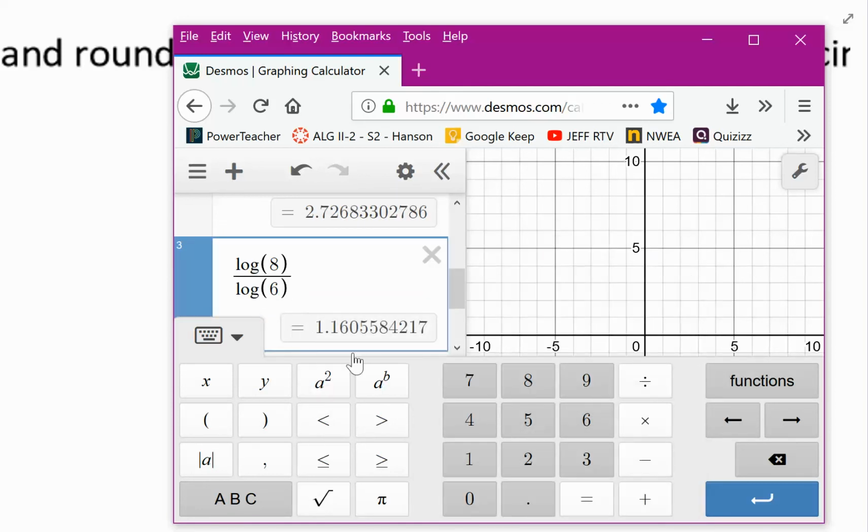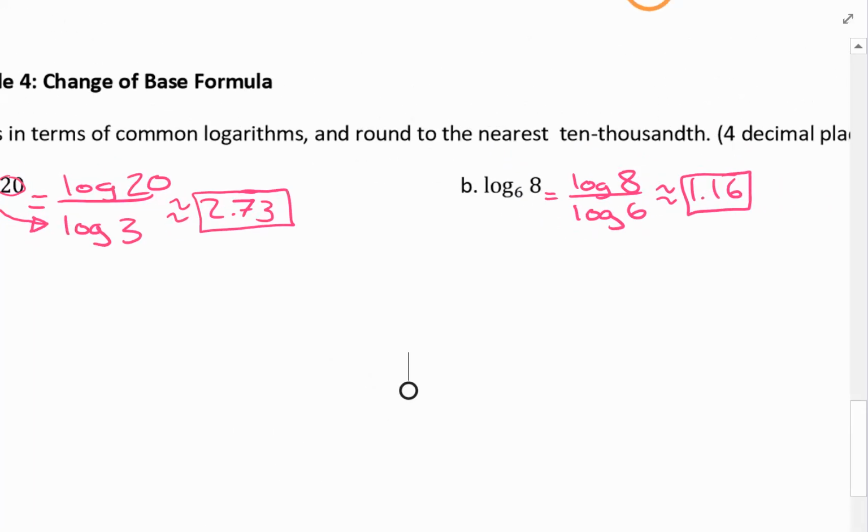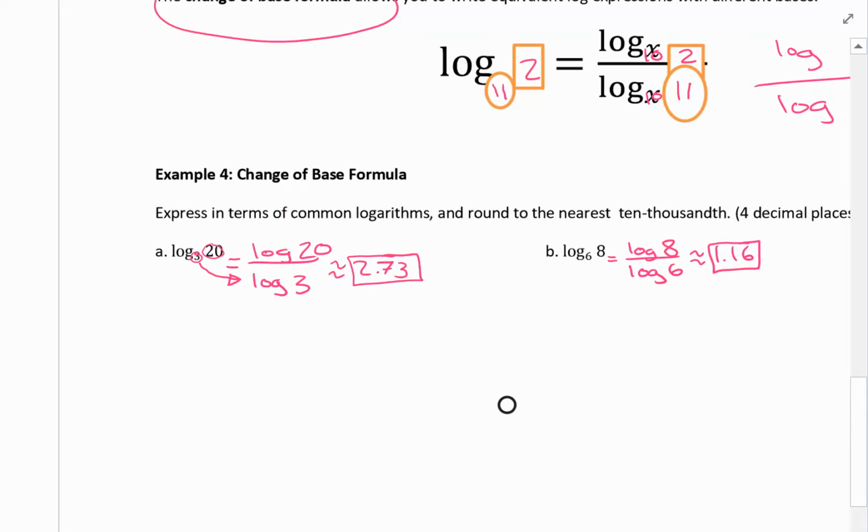So we get 1.16. Approximately equal to. Done. And that's it. This is one of my favorite formulas because it's super easy to use.